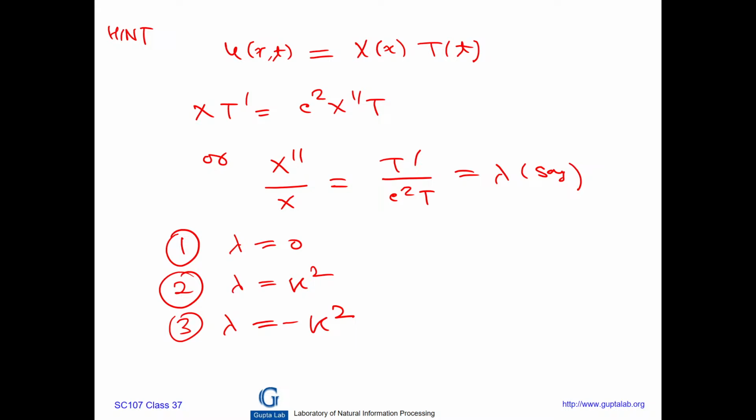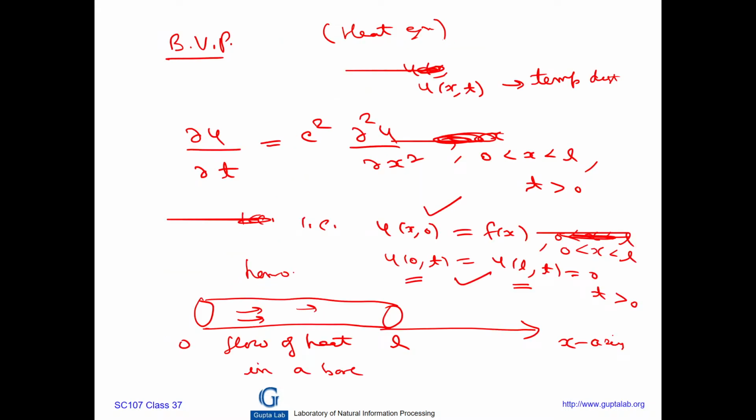And remember, since there are conditions given, initial conditions are given, like u(x,0) is equal to f of x and u(0,t) and u(L,t) is equal to 0. Using these conditions, you can eliminate the constants in the solution, right? That you can do. Okay, so this is all about heat equation.